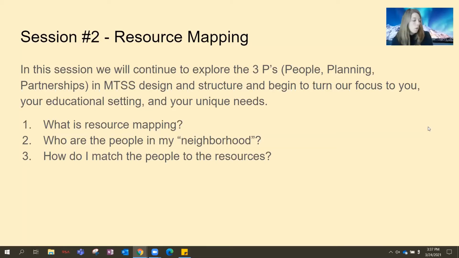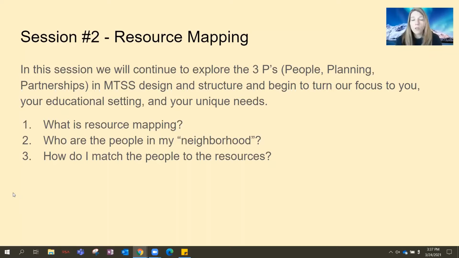At the end of this, the idea is that you'll be able to explain what the resource mapping process is. Who are the people in my neighborhood? We'll shout out to Mr. Rogers, meaning who are the people that are associated with my program that I need to include in my resource map, and how do I match the people that I have, which is one of your resources, to the other resources that are non-people, like your curriculums, your data, your time, those kinds of things.